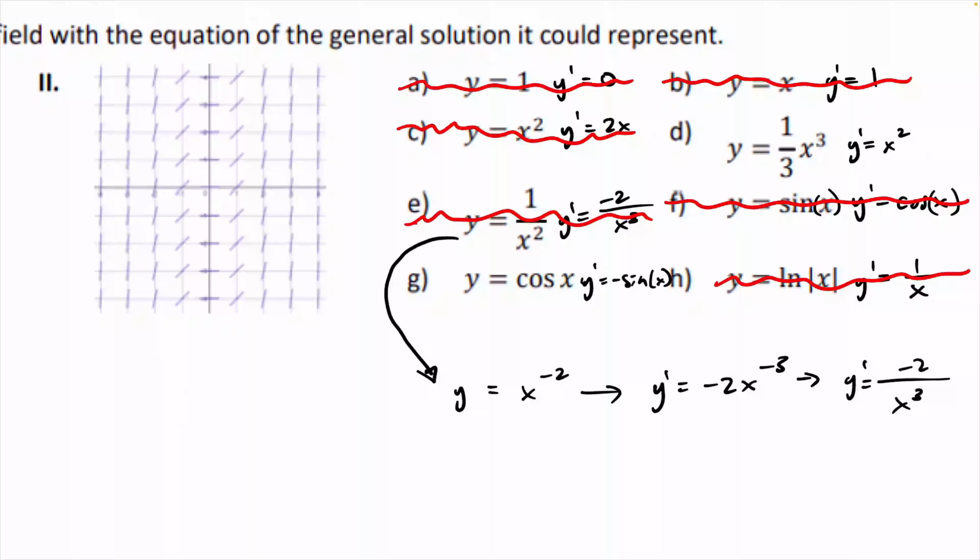How about D? Right, yeah, because if you plug in +1, +1 squared is 1. If you plug in -1, -1 squared is 1. Good. How about G? Sine of 1 or sine of -1.